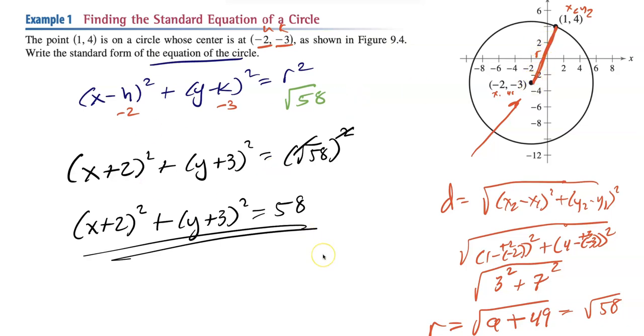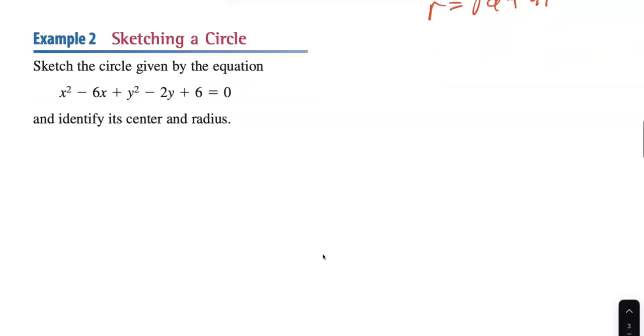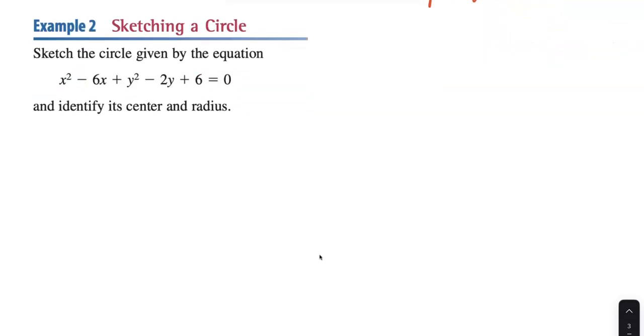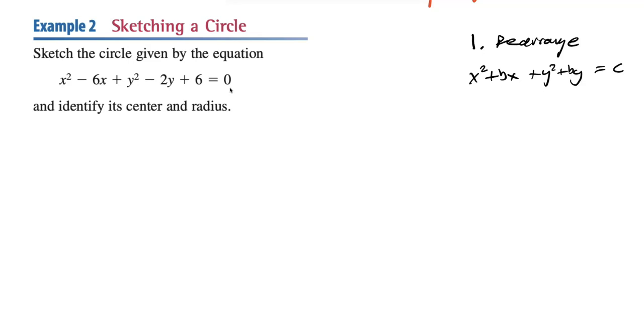But either way works. Okay, let's talk about how to sketch a circle. But first, we gotta identify its center and its radius. So it's a kind of a hodgepodge of things, right? So how do we identify the center and radius? Well, first one, we're gonna rearrange. We want to have all the x's together and all the y's together, and we want the constant on the other side. So we want to rearrange it.